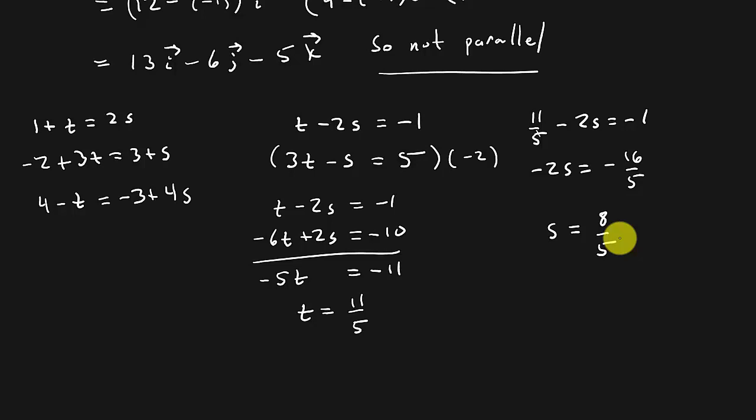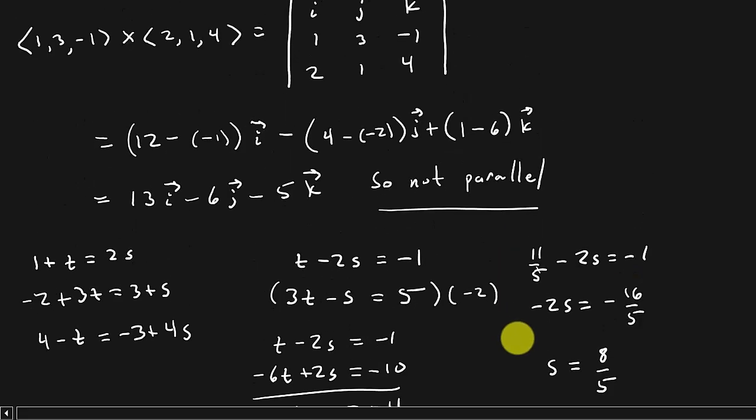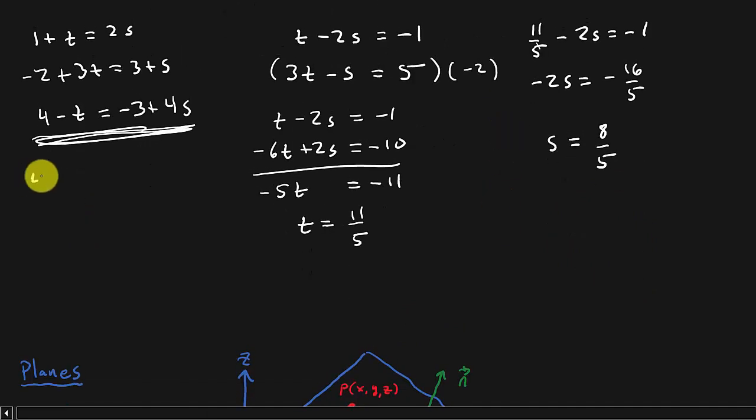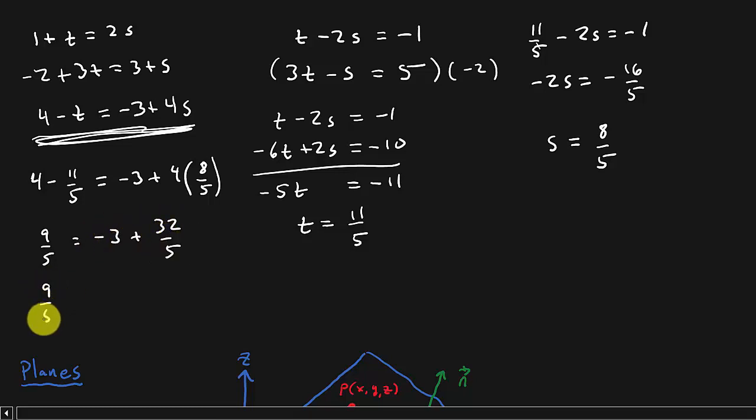But now, let's plug these in because we've got 3 sets of equations, don't we? We've got this one right here also. So we should be able to take 11 over 5 and 8 over 5, plug into this equation, and get the same thing on both sides. So let's see what happens. So 4 minus 11 over 5 equals negative 3 plus 4 times 8 over 5. And so that's 9/5 on the left side, and on the right, negative 3 plus 32 over 5. So that's 9/5 equals 17 over 5.